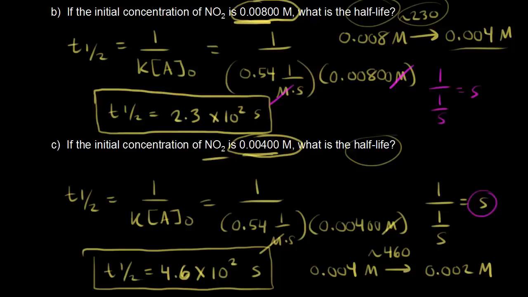So remember, for a second order reaction, the half-life is not constant. We talked about this in the previous video. The half-life for a second order reaction depends on the concentration that you're starting with. And so we can see here we're starting with a concentration that's half of the first one, and we can see that our half-life is twice as long. So this second half-life here is twice as long as the first half-life that we talked about for part B.